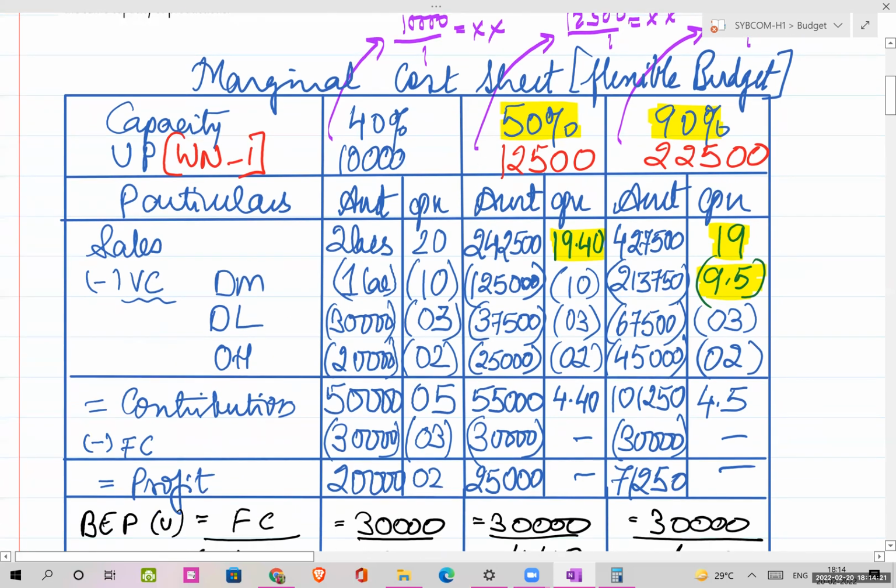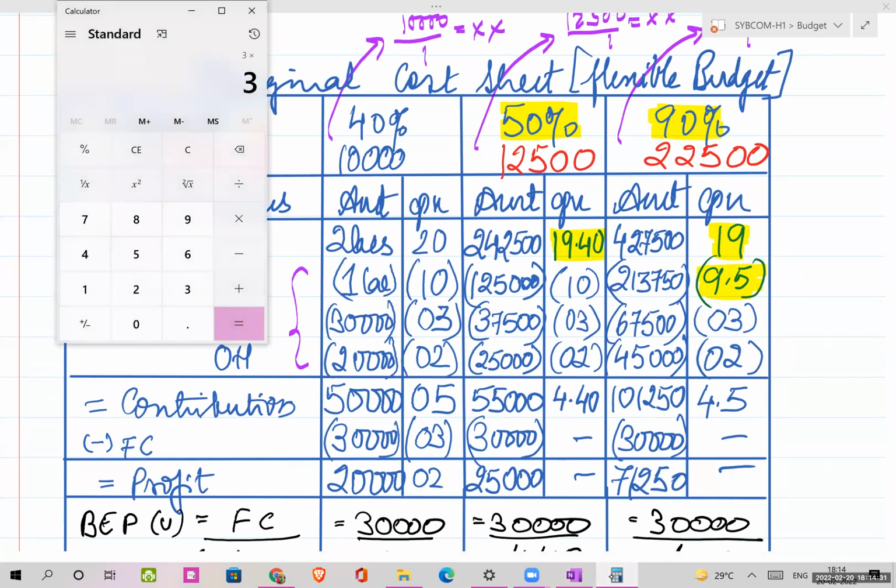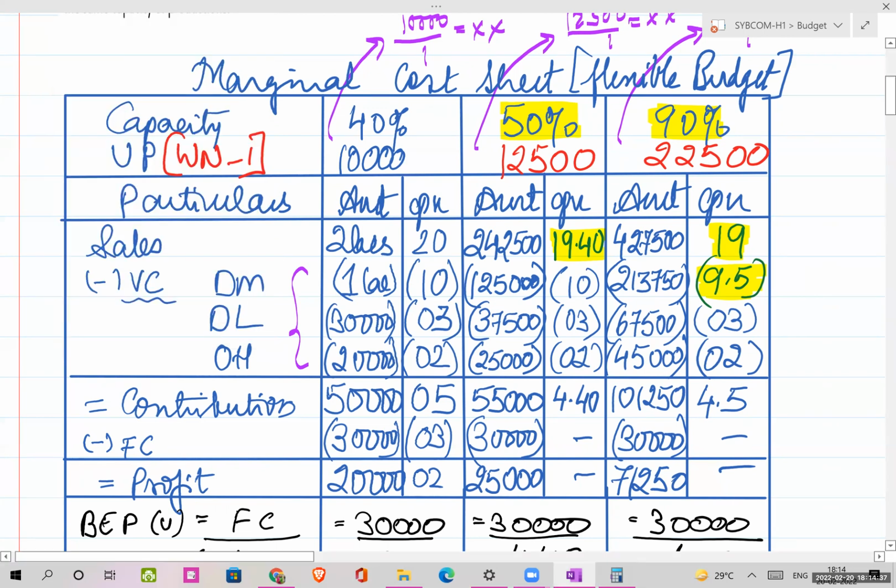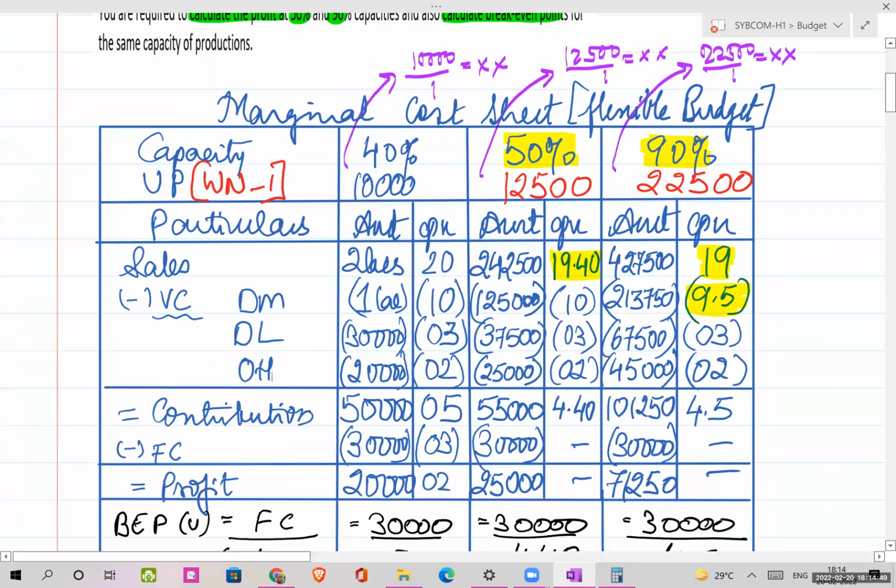Then subtract this. 2 lakhs minus this will give you the contribution. Fixed cost is 3 rupees, and 3 into 10,000 is 30,000 minus contribution. So my profit is 20,000. If you don't want to use the shortcut, you can use the other method, just multiply CPU with the output.